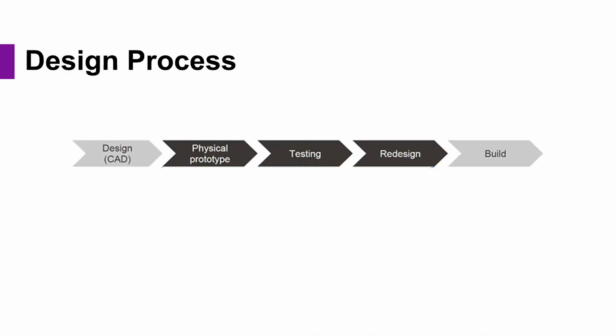This is a really quick overview of a design process. Once you have a design in your mind, you start working with computer-aided design in the software to be able to visualize it. And once you visualize that, in order to see how it's going to perform in reality, you need to make a physical prototype. Once you made a physical prototype, you test it to see how it would perform in reality. And based on the result you get, you come back and redesign it.